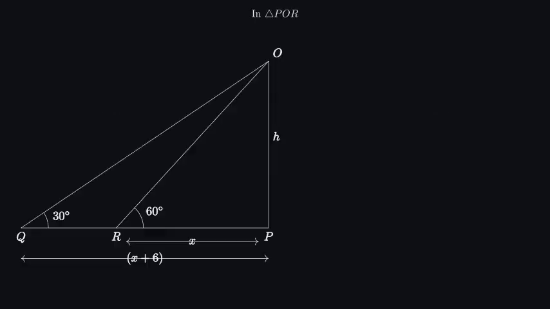To summarize, we let the shorter shadow be x, so the longer shadow is x plus 6. From triangle POR, we got x equals h over the square root of 3. From triangle POQ, we got h equals the square root of 3 over 3, times x plus 6. After substituting and solving, the height of the pole is 5.20 meters. This is the final answer.